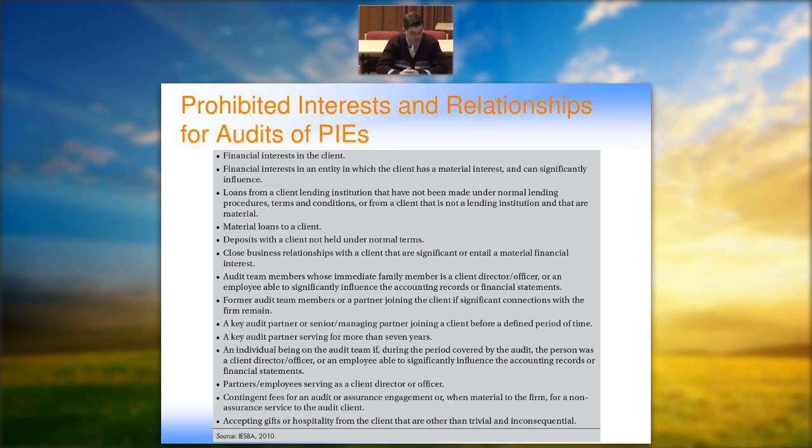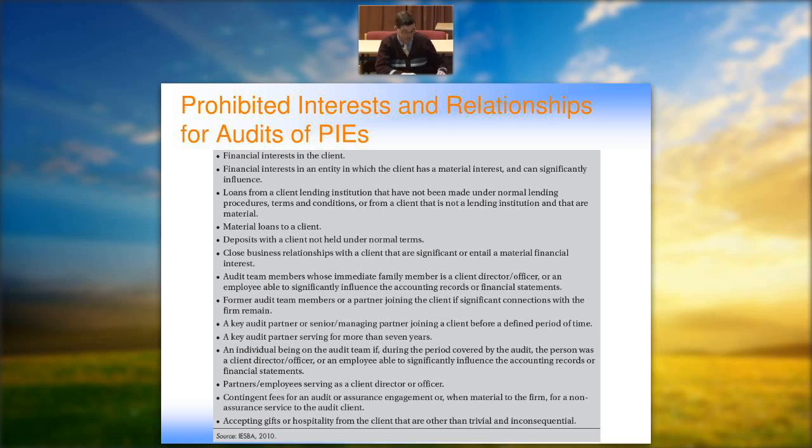So you can see here a summary of prohibited interests and relationships for auditors of public interest entities. Be aware that these are only prohibited for public interest entities. They're not prohibited for other entities. But nevertheless, if you're carrying out some of these things for other entities, you should be aware that it may infringe on your independence, and it's something you have to consider. It doesn't mean you absolutely can't do it for non-public interest entities.